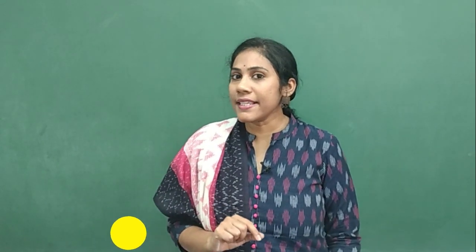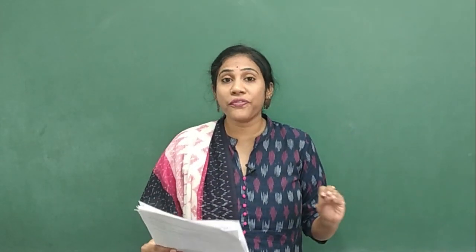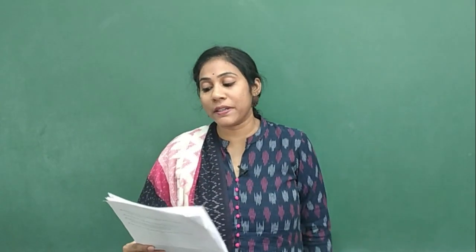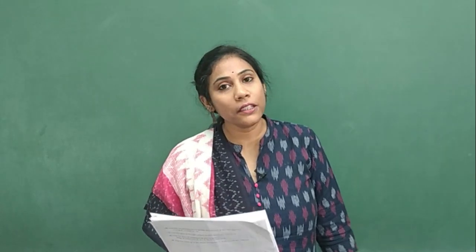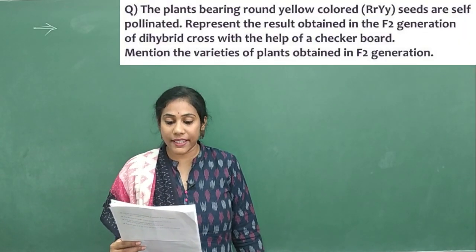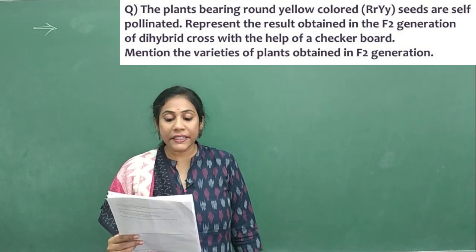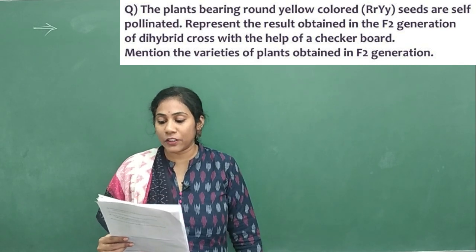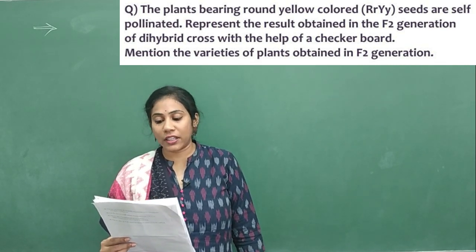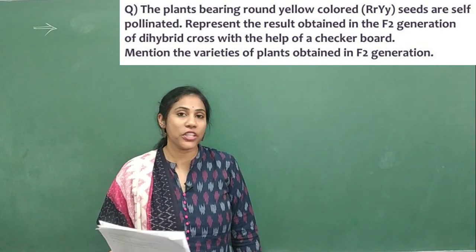Clear? So let us start with our first question, and this is a very common question most frequently asked in the previous papers. If not the same question, at least the same model would be there. So concentrate on the question carefully. The plants bearing round yellow colored seeds are self-pollinated. Represent the result obtained in the F2 generation of a dihybrid cross with the help of a checkerboard. Mention the varieties of plants obtained in the F2 generation.